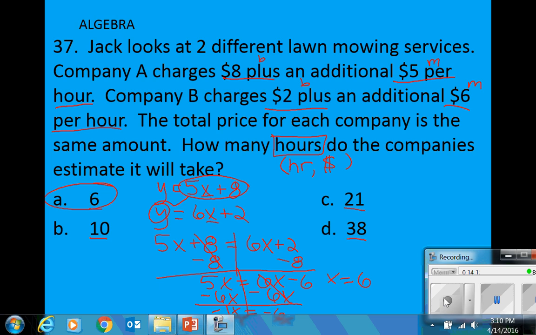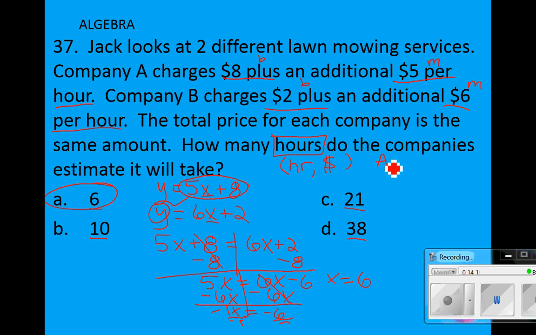Another way would be to make a table. So for company A, I have the hours and the money. I'm going to go ahead and create the same for the other one. If I have worked 0 hours for these people, they already have to pay me $8. So after I work 1 hour, I'm going to make $13 because I have to add 5 each time. After the second hour, I have to add 5. It's going to be $18, and I can keep going.